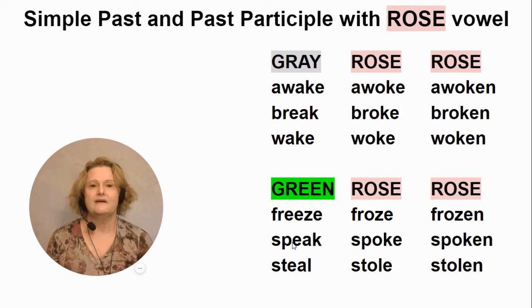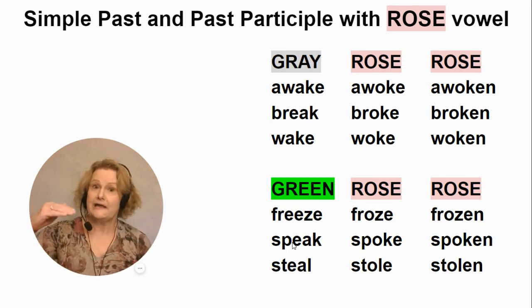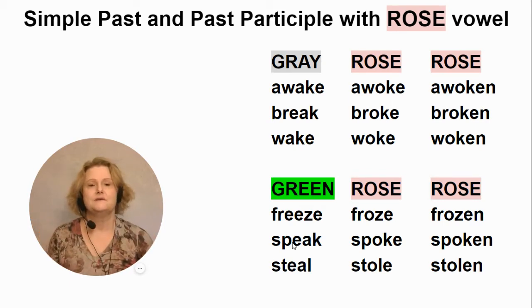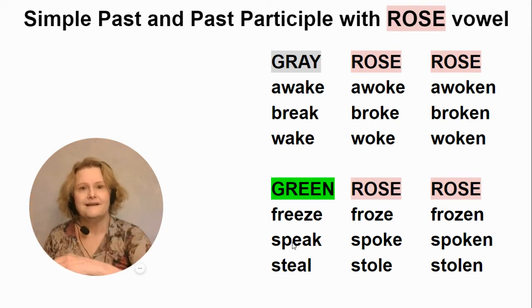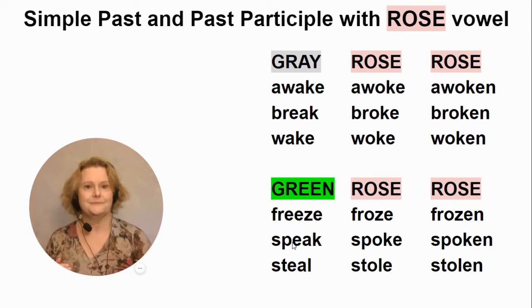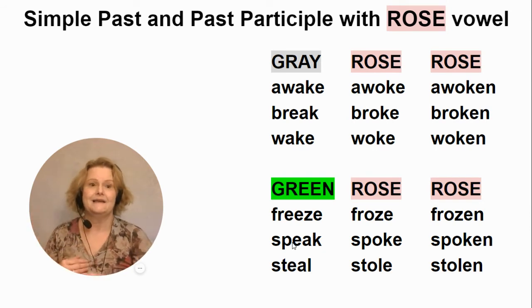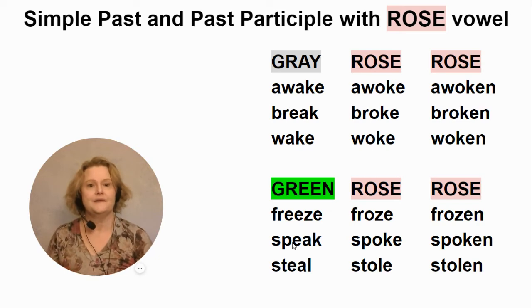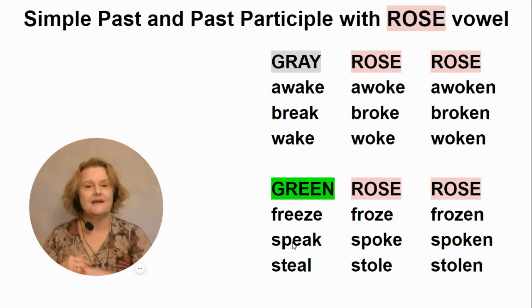So we have base form in the first group with gray vowel and then rose, rose. So we have awake, awoke, awoken, break, broke, broken, wake, woke, woken.